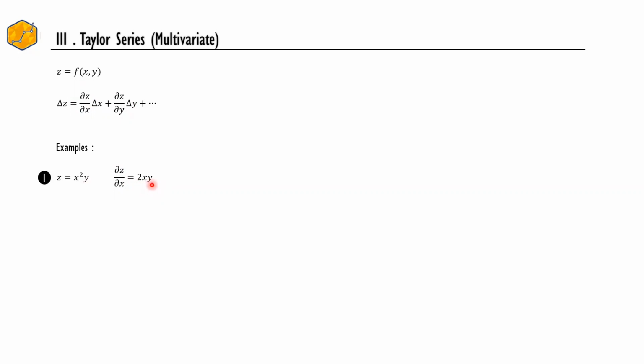We got 2XY, right? Y came out, Y is a constant. Derivative of X square with respect to X is 2X. So this is what it is. Similarly, if you want to do partial derivative with respect to Y, X square will be constant. X square came out. Derivative of Y with respect to Y is 1. All right. So we get X square.